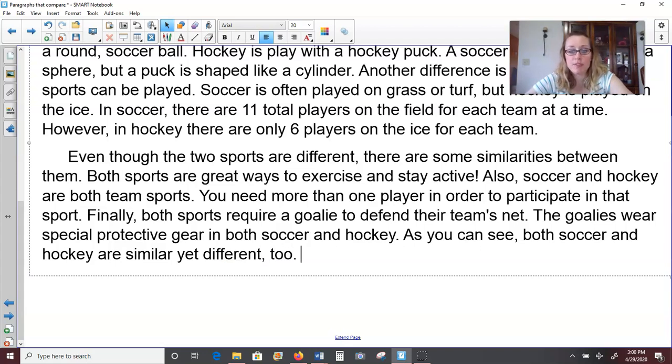All right, let's see. Even though the two sports are different, there are some similarities between them. Both sports are great ways to exercise and stay active. Also, soccer and hockey are both team sports. You need more than one player in order to participate in that sport. Finally, both sports require a goalie to defend their team's net. The goalies wear special protective gear in both soccer and hockey. As you can see, both soccer and hockey are similar, yet different too.